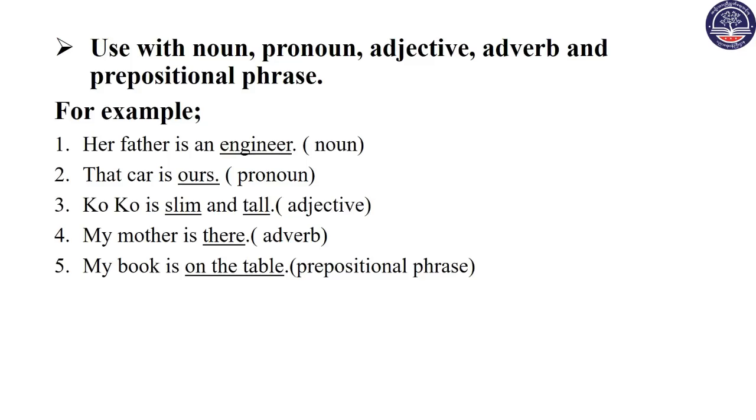That car is ours. Ours is a pronoun. Coco is slim and tall. Slim and tall are adjectives. My mother is there. There is an adverb. My book is on the table. On the table is a prepositional phrase.